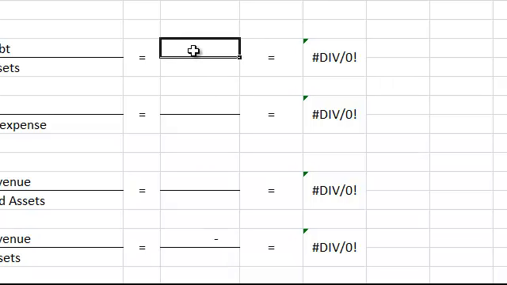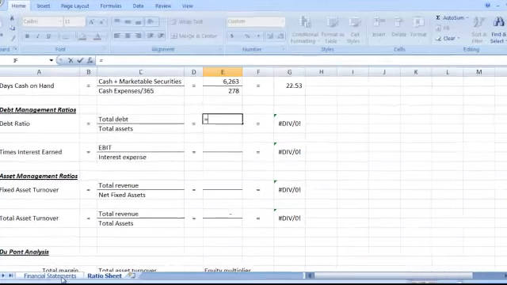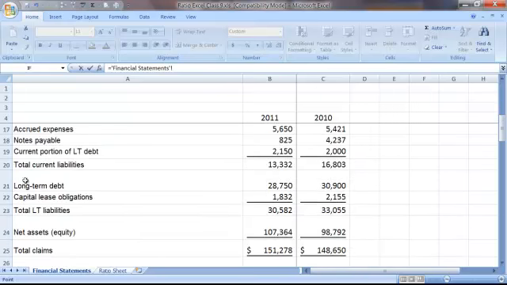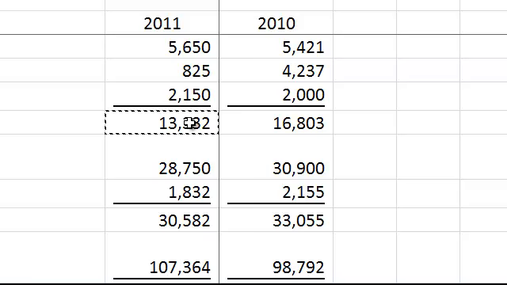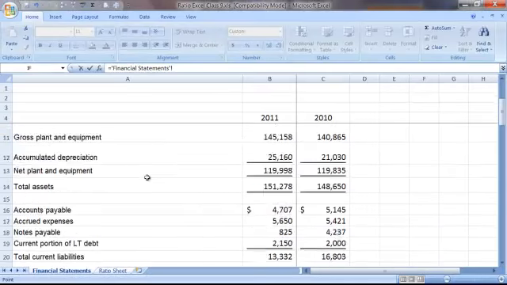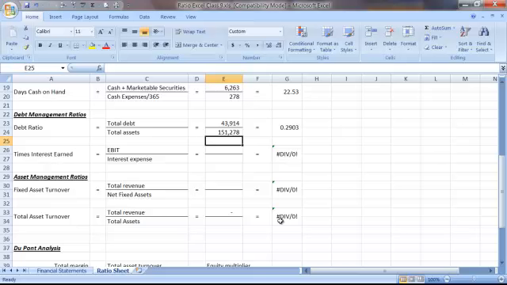Okay, let's start here. Equal sign to reference that we're going to do something in that cell. Go find our total debt. For this, there's lots of different ways people will include what they include in total debt. In this calculation, we're going to include our current liabilities plus all our long-term liabilities. So there's our total debt and our total assets. Let's go back over here and we can see our total assets right there. And there we go, 0.29.